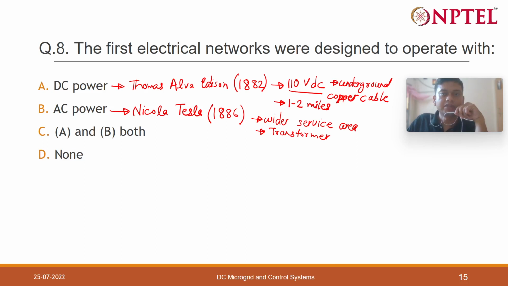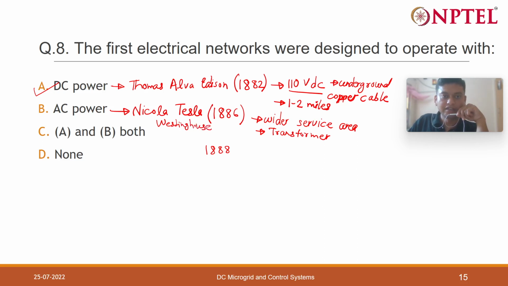So this question was asking about the first electrical network. The correct answer is DC power. But what happened in 1888? In 1888, there was the so-called war between Nikola Tesla and Thomas Alva Edison, and Nikola Tesla belonged to Westinghouse, where he used to work.